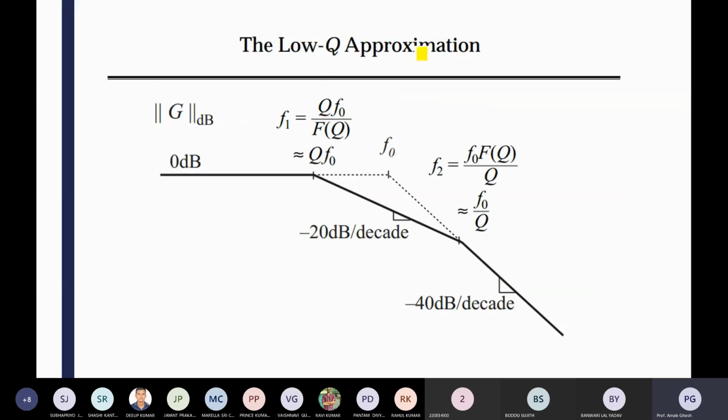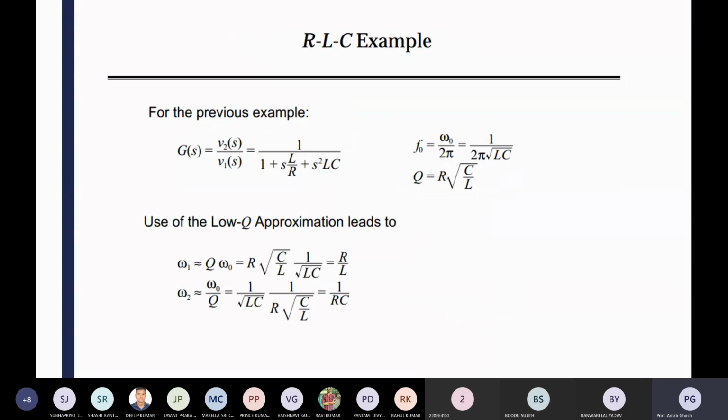Now the low q approximation. For the gain plot, you have 0 dB, and after that it is minus 40 dB per decade. Between omega 1 and omega 2, that is f1 and f2 as frequency and angular frequency, the slope is minus 20 dB per decade. This is the change at that point for f0 in practice for a single-order system. It comes directly from the quadratic equation, so exactly a minus 20 dB per decade line is there. For the RLC example you are able to get that.